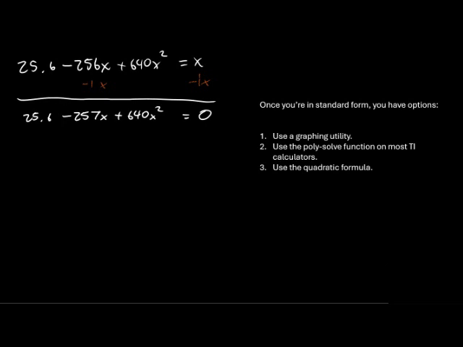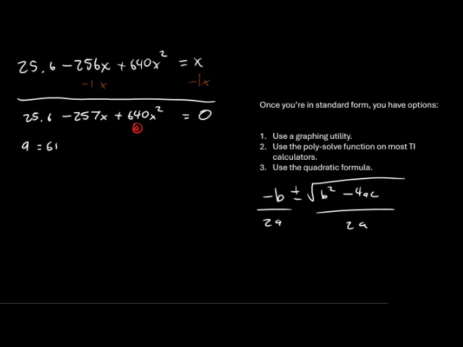The quadratic formula goes like this: negative b plus or minus the square root of b squared minus 4ac, and we'll divide both terms by 2a. First, let's get a, b, and c. A is going to be the term that's next to x squared, and so that's 640. Term b is the number that is next to our x, and that is negative 257. C is the constant term that has no letter, and that will be 25.6.